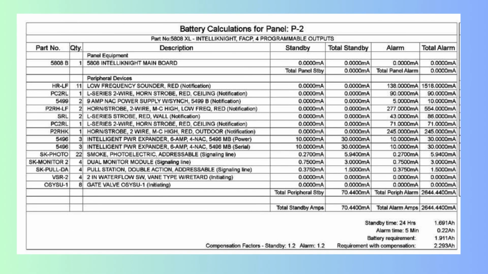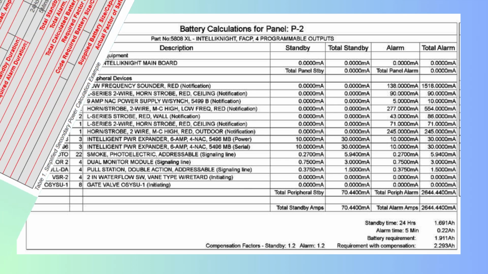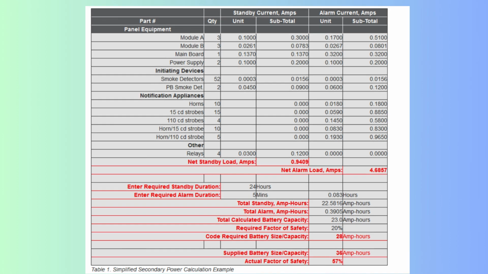Battery calculations for fire alarm systems ensure that the system remains operational during power outages. Key considerations include system load: the total power consumption of all connected devices, control panel, detectors, alarms. Backup duration: the required length of time the system must operate on battery power, typically 24 hours in standby mode and 2 hours during an alarm.